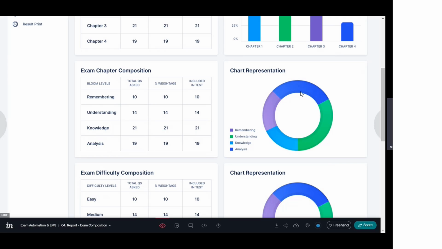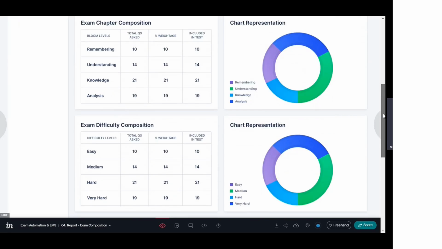On the right hand side, you can see the same report as a chart representation in a circle, in which you get an idea of the complete ratio of the whole class examination depending on these Bloom level parameters.